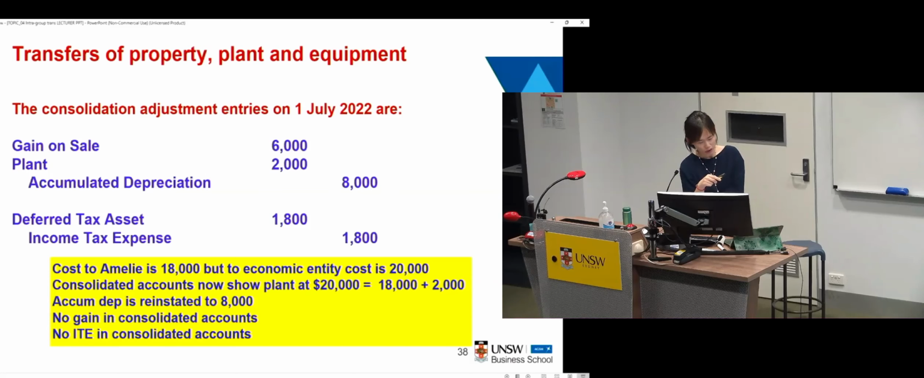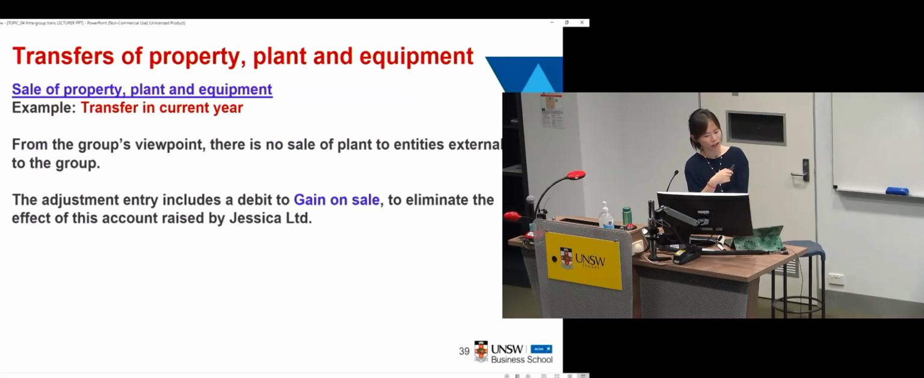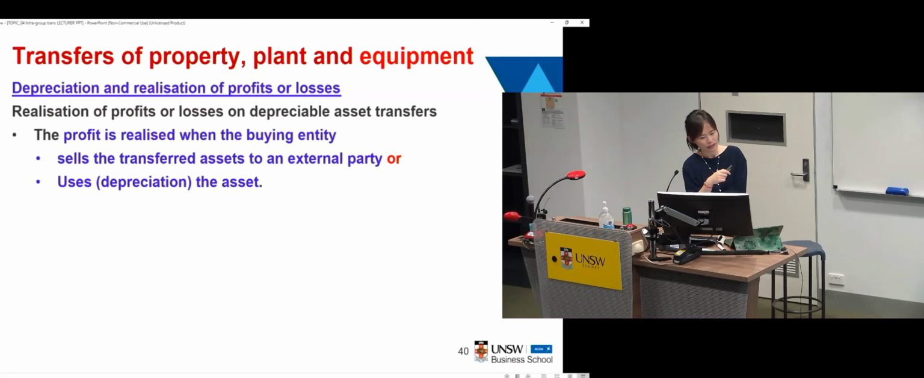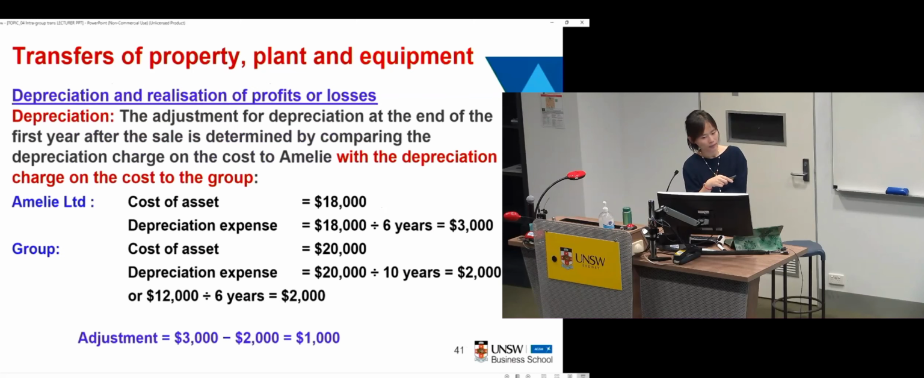But in addition to that, we have to think about depreciation adjustment. So let's look at this. Here we go. Now the depreciation adjustment in the record of Amelia: the cost of Amelia is 18,000 divided by useful life 6 years. That is 3,000 each year, right?